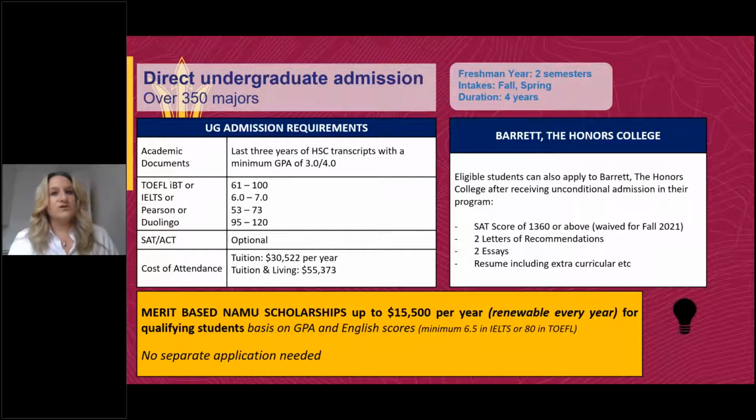For fall 2021, they have waived this. So that's a great opportunity to apply not needing the SAT score at this time. They do require two additional letters of recommendation, two essays, and then a resume. Again, just include information such as extracurriculars, volunteering, any work experience you might have, anything like that. They want to see more of you as a whole person. What drives you? What inspires you? What makes you want to do more and become more involved?